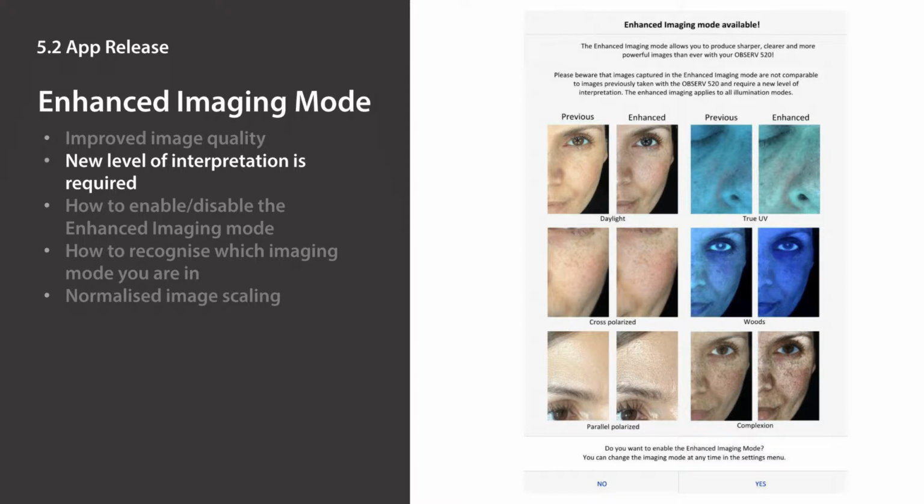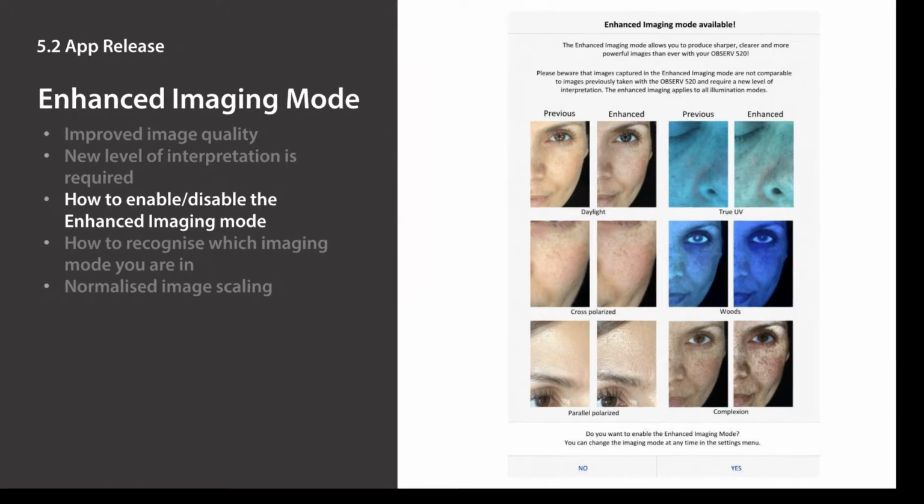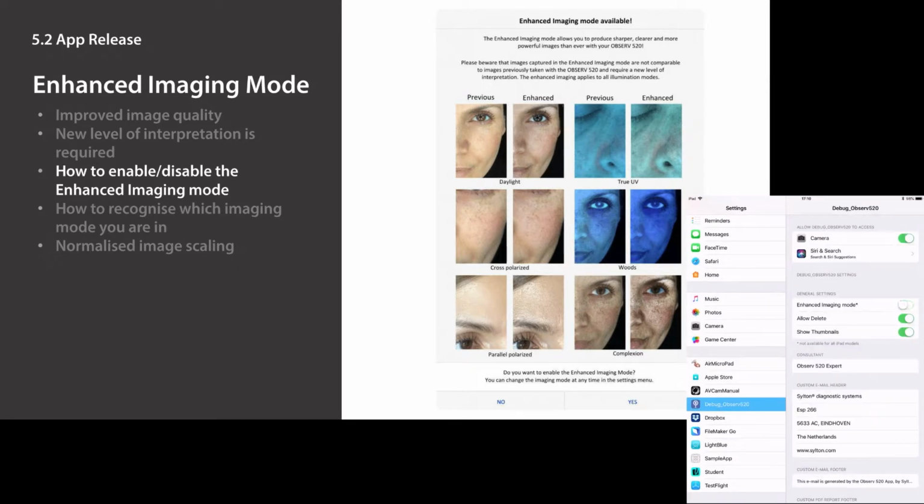We believe that at that stage it is better to switch to the normal imaging mode and use that as reference to identify changes and track progress. For a gradual migration to the enhanced imaging mode, in particular for existing clients, we highly recommend taking pictures in both the normal imaging mode as well as the enhanced imaging mode to create a new baseline for comparison. Once you have enabled the enhanced imaging mode, it is still possible to return to the normal imaging mode. To do so, simply go to the settings of the iPad, find the OBSERV app, and disable the enhanced imaging mode. In the same way, of course, you can also enable the enhanced imaging mode.